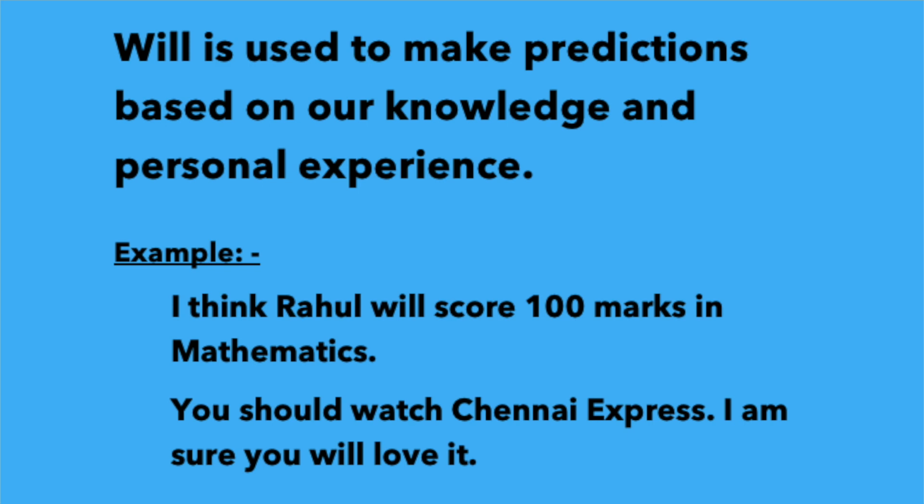We normally use will for predictions based on our knowledge and personal experience. See the example. I think Rahul will score 100 marks in mathematics because I know he is a genius in mathematics. I used to ask him my doubts. In the recent exams, he scored 100 marks. So, based on this experience, I think he will get 100 marks.